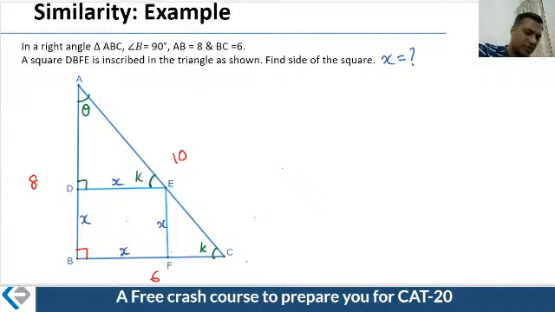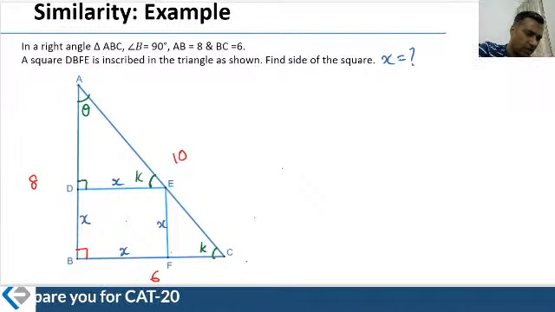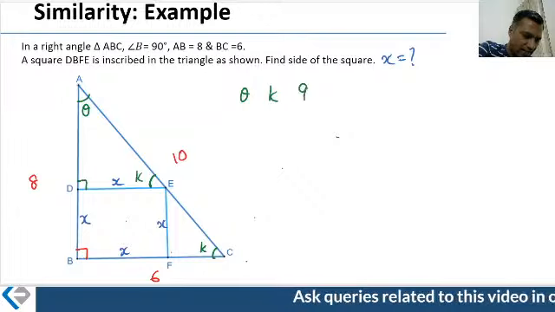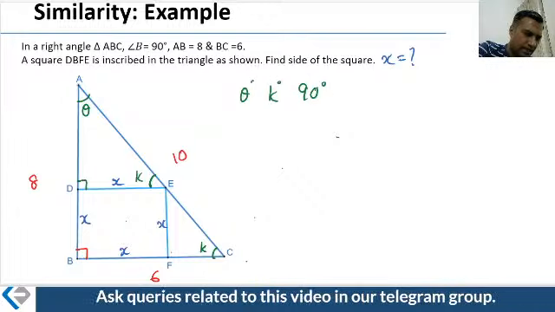First, on the face of it, let me start with two similar triangles. Hey, what are the angles here, friends? The angles are theta, k, and 90. Angles of a triangle are theta, k, and 90. So which is one of the triangles I'm talking about? I'm talking about the triangle ABC.